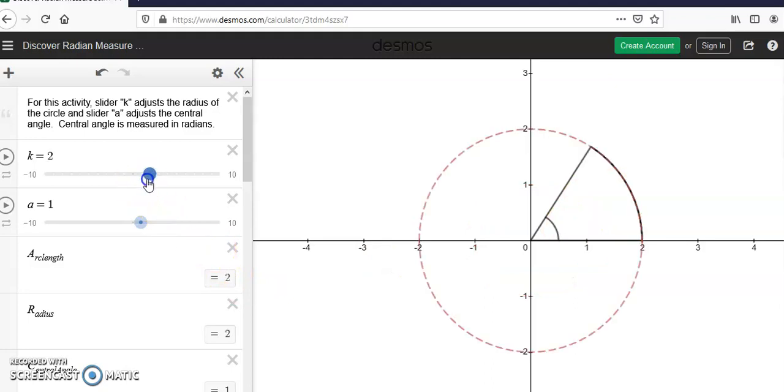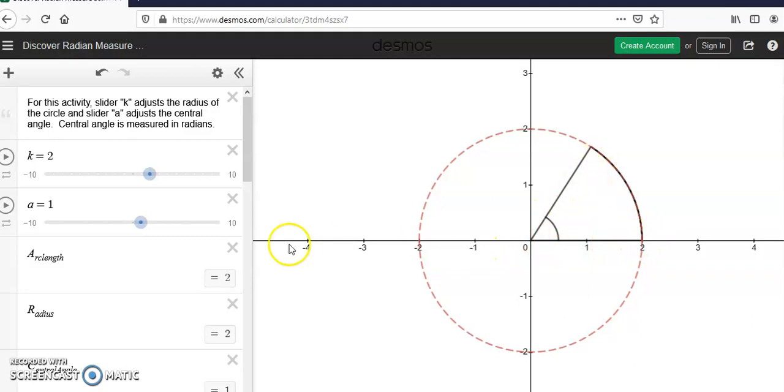If I make the circle larger, so there's a radius of 2, notice that the angle is still the same size, but now the radius is 2, which means if you take a string from 0 to 2, that length, and stretch it around that arc of the circle, that arc will have the same length as the radius.